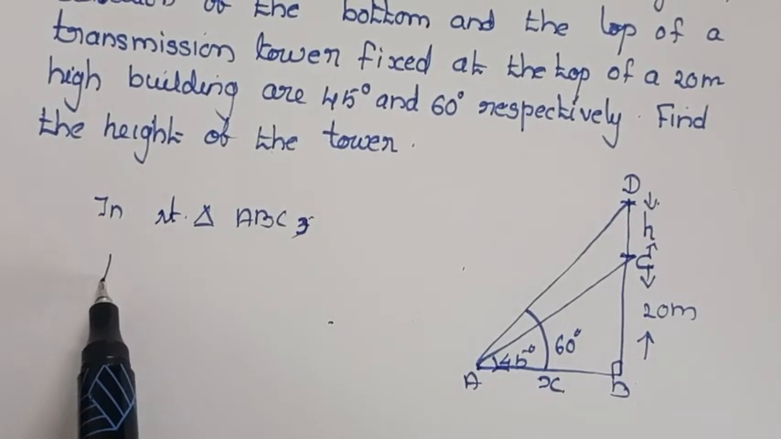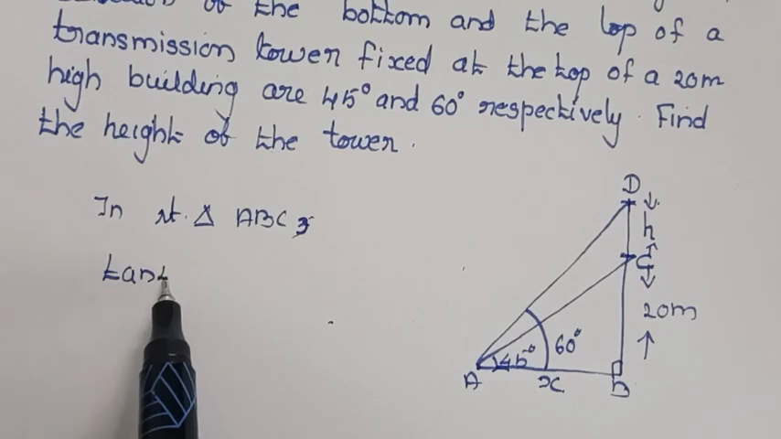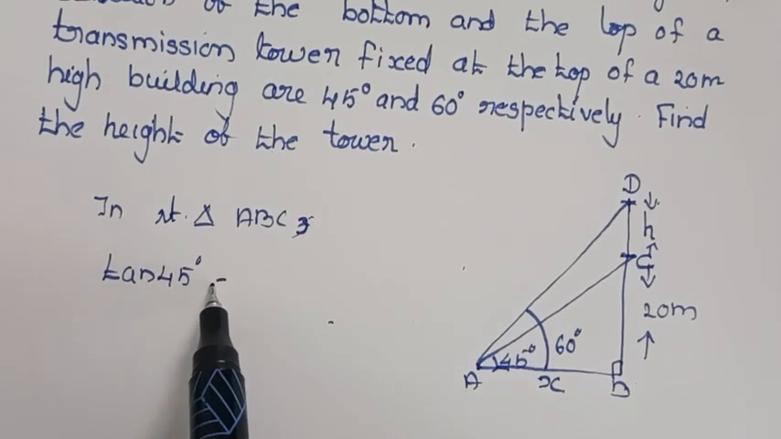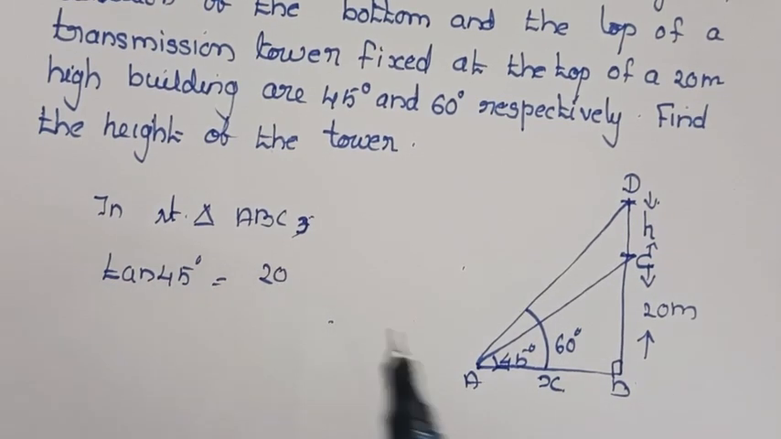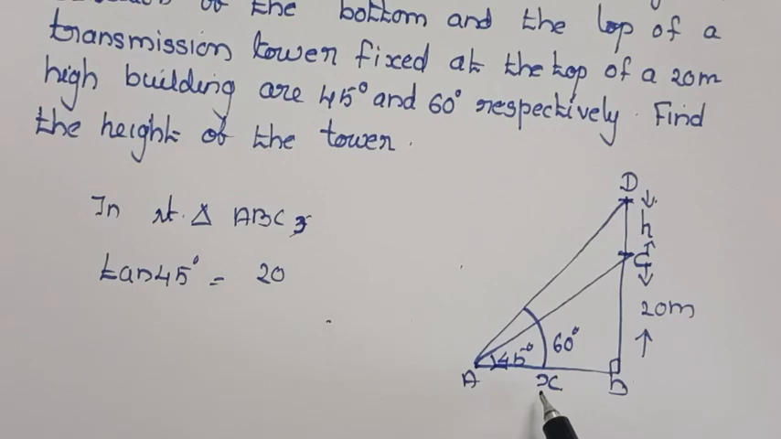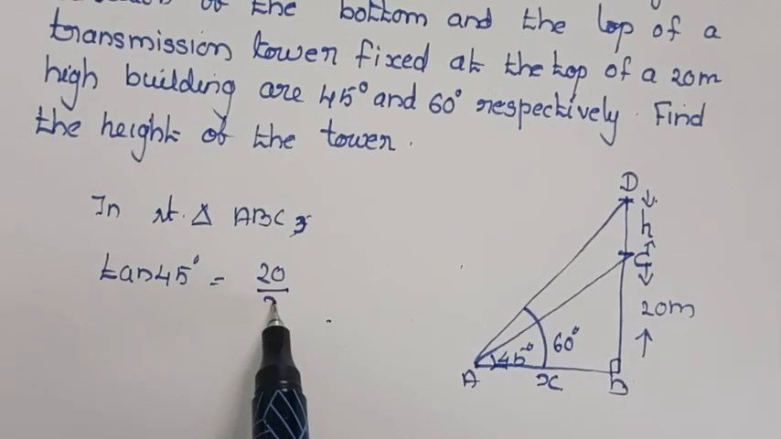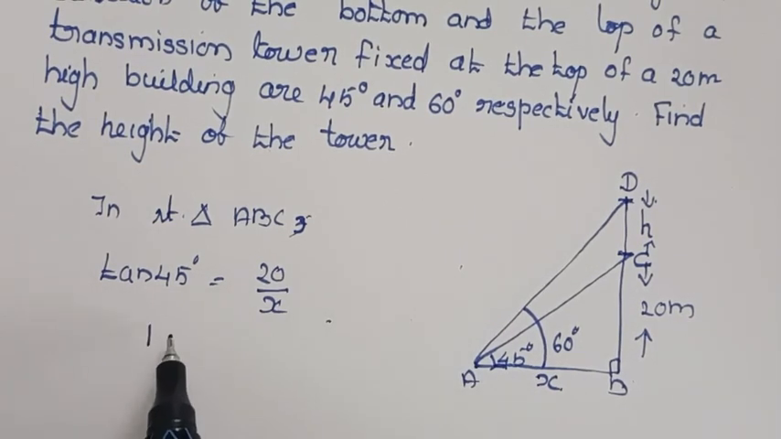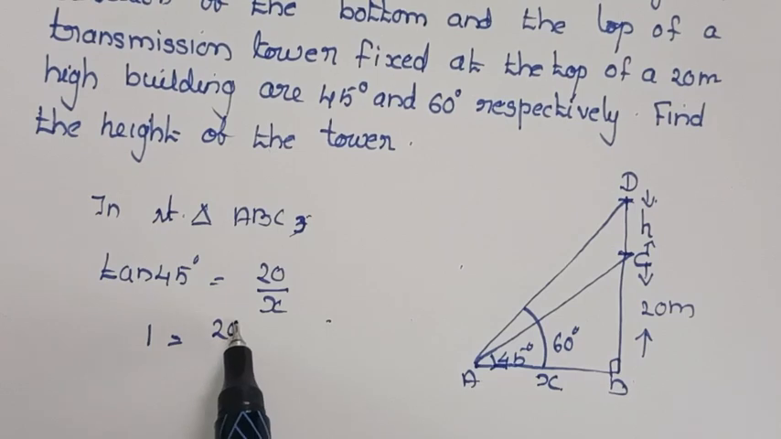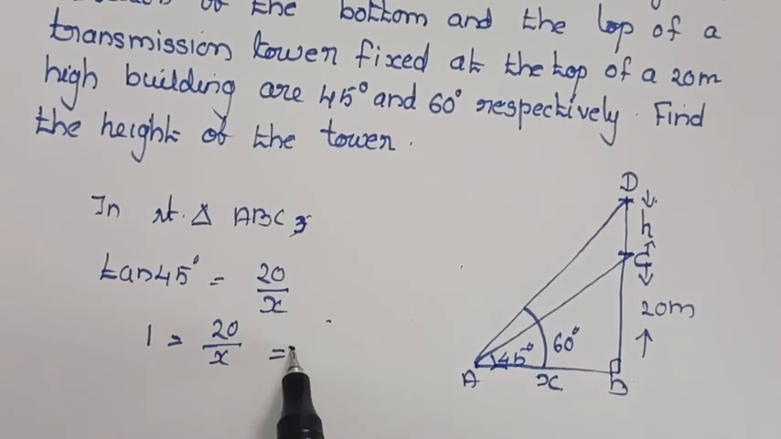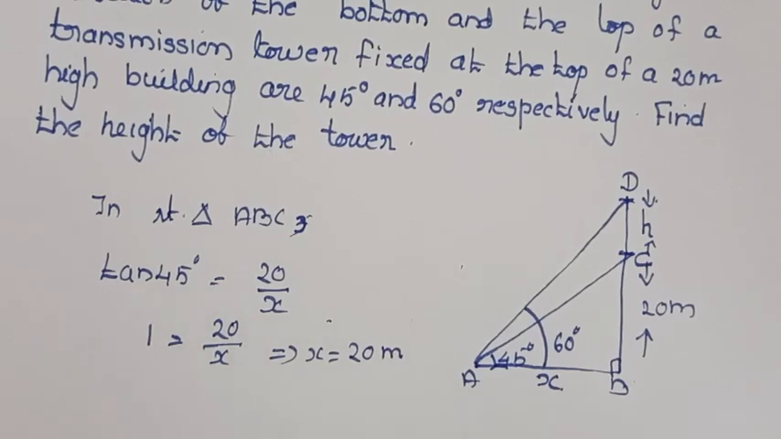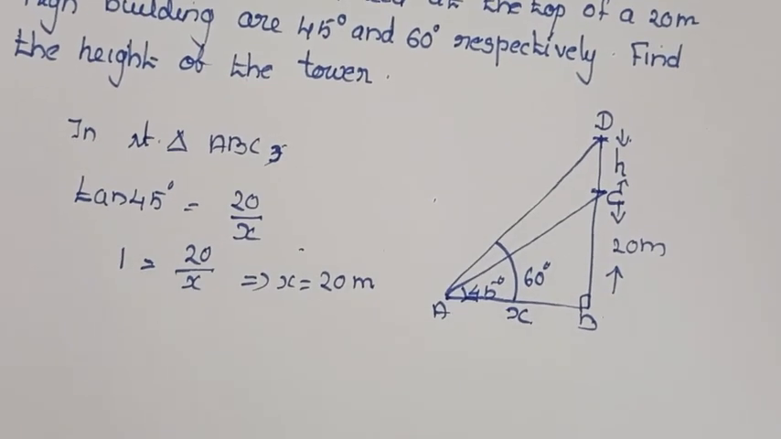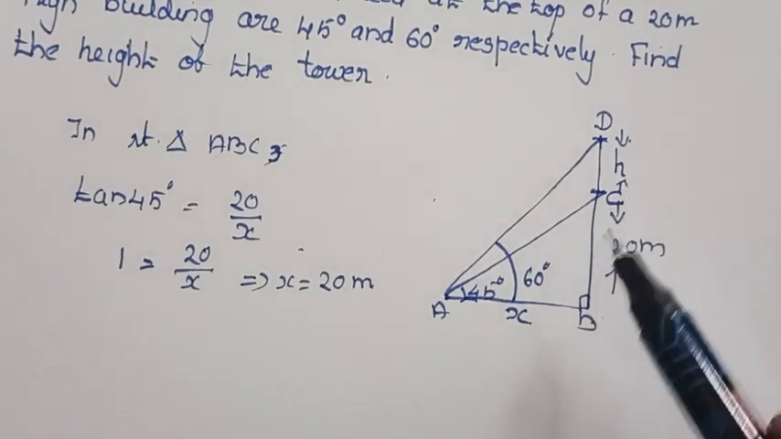So take tan 45 degrees equal to opposite side, 20 meters, by adjacent side, x. But tan 45 is equal to 1. So 1 equals 20 by x. From that we get x equal to 20 meters. But we have to find the height of the tower. We have to find h.